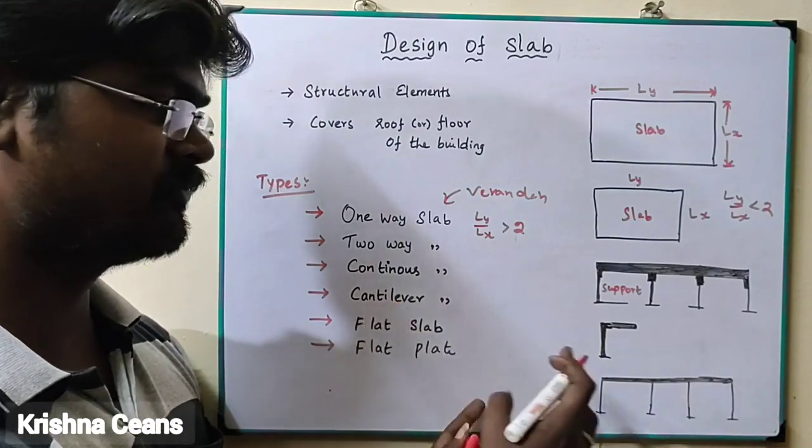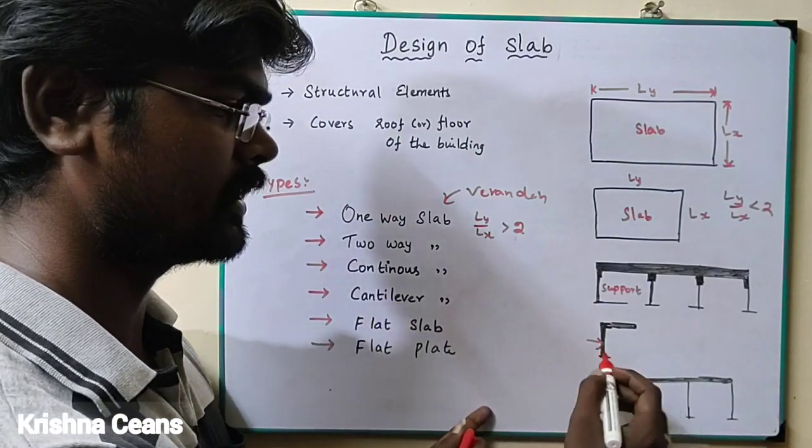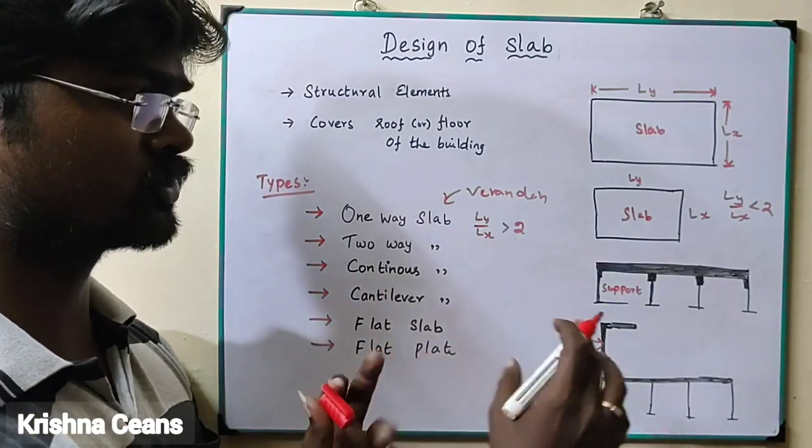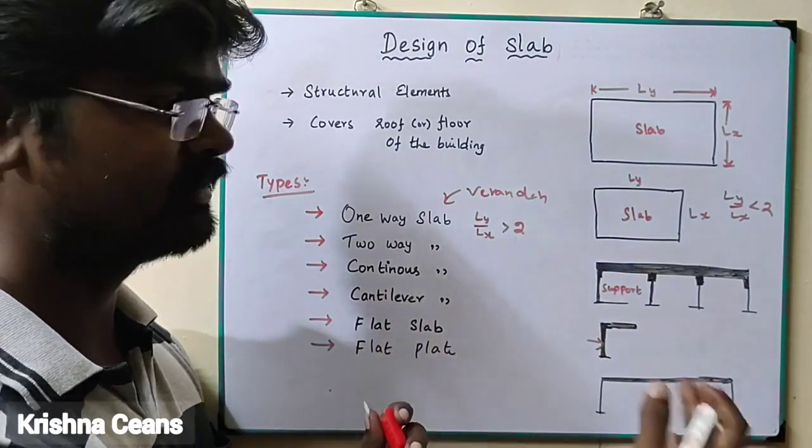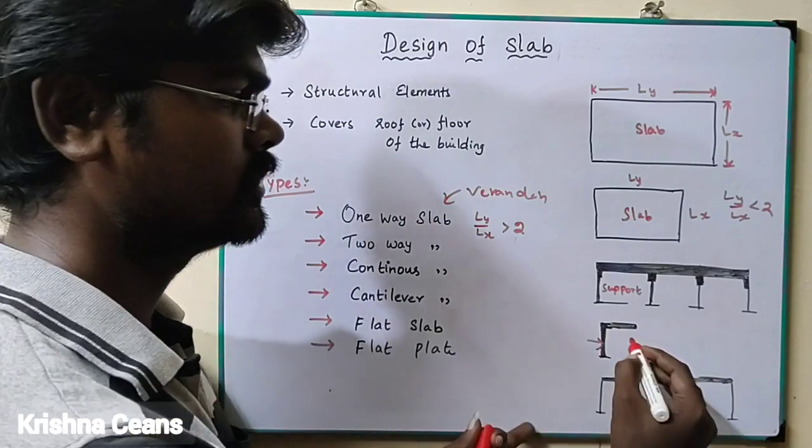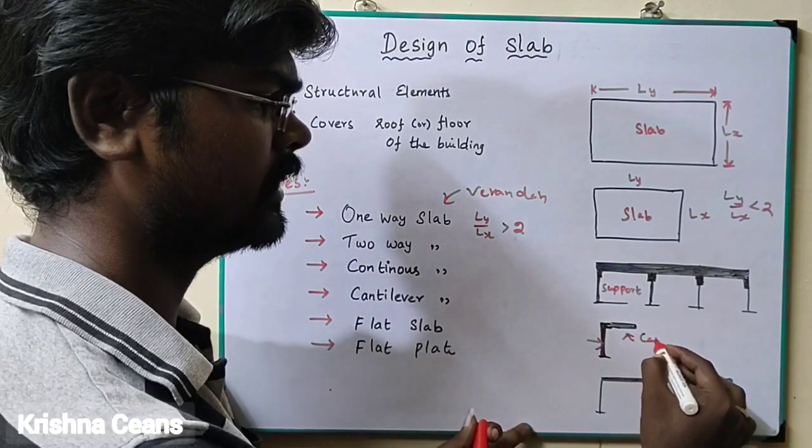Then a cantilever slab is one having a support on only one portion, while in the other direction it is free. So this is the cantilever.